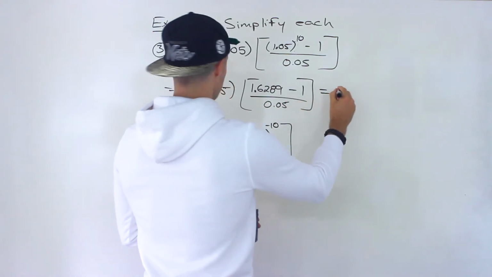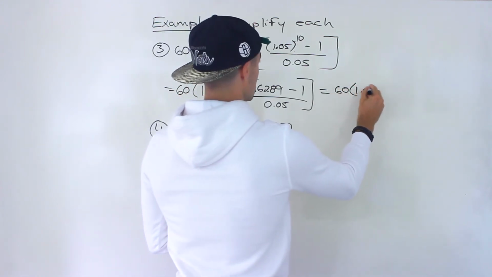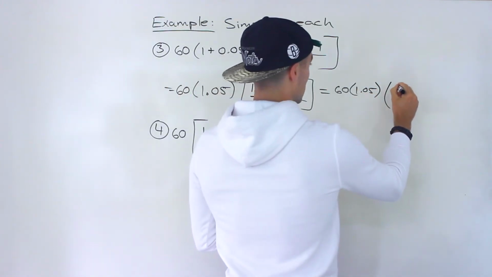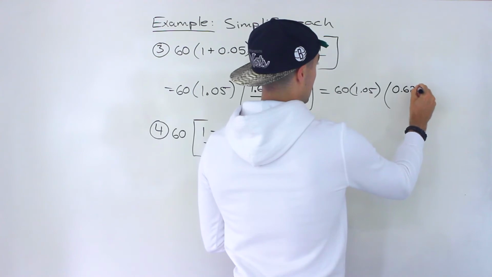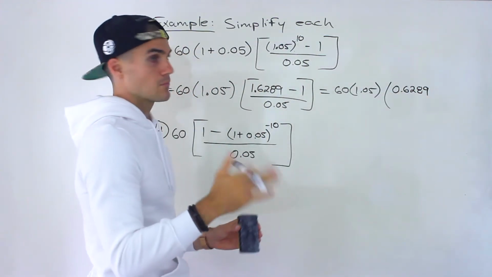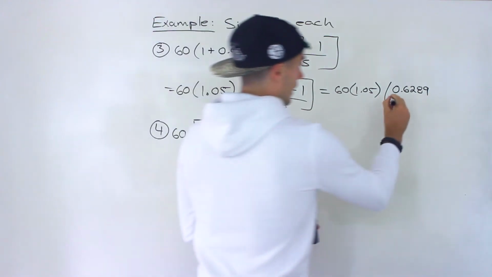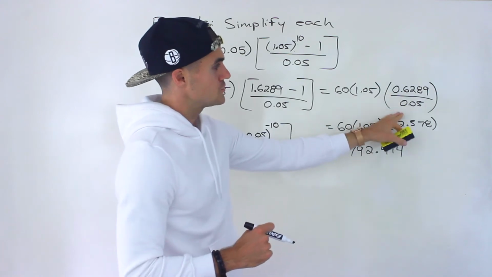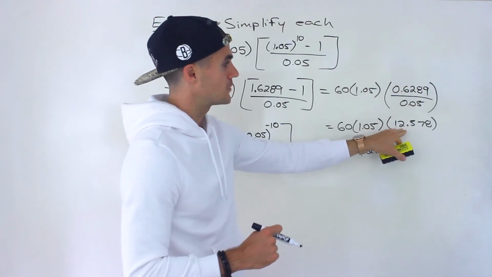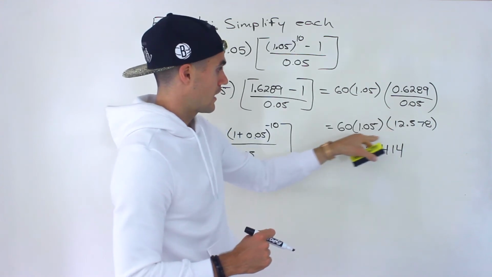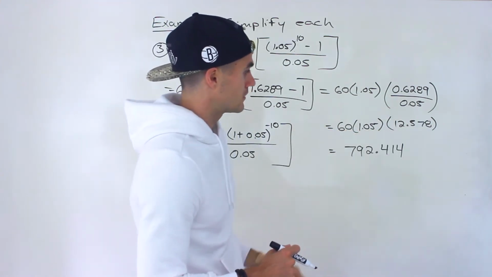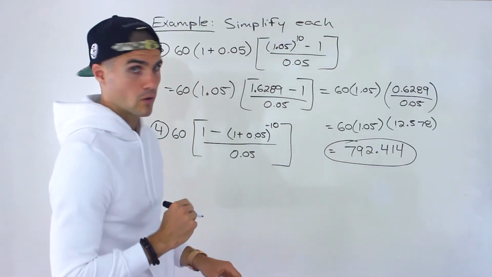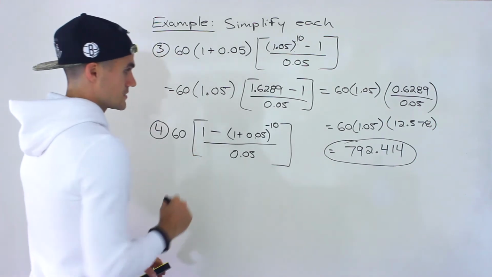And so continuing this, we would have 60 times 1.05. Now, when you subtract both of these, you would end up having 0.6289, right? 1.6289 minus 1 gives us 0.6289, and then we're going to be dividing this by 0.05. And when you divide by 0.05, this bracket would end up being 12.578. And so then you just end up multiplying these expressions, and when you do, the final answer would be 792.414. Right, so that's the answer to number 3.